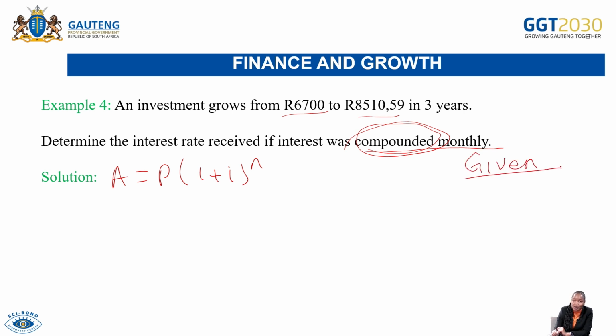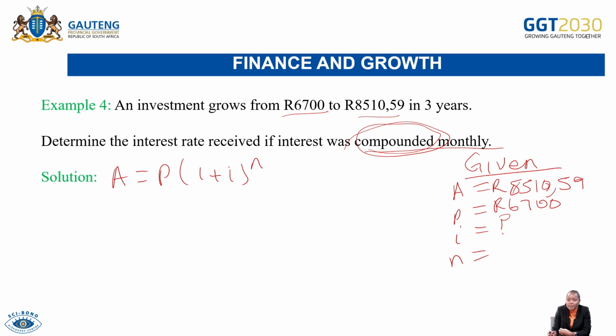Let's write down everything that we have been given. If an investment grows from 6,700 to 8,510, it means our final amount, or the accumulated amount, is going to be how much? Your 8,510.59 cents. And then your P, which is the amount that has been invested, or your principal amount, is going to be the 6,700. Then the interest rate, we are not given, it's the one that we are looking for. And then your n, which is the number of years, is going to be the 3 years.